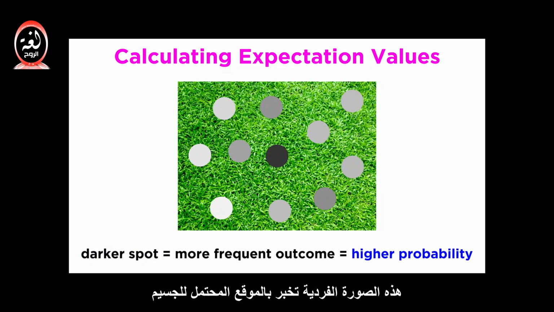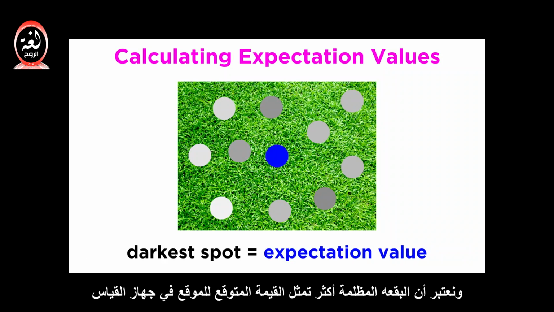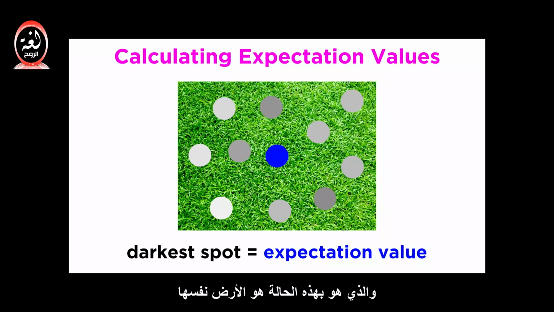This singular image tells us the most probable position for the particle, with the darkness of each spot relating to how that spot is weighted. And we can consider the darkest spot to be representative of the expectation value for position at the measuring device, which in this case we are analogizing to be the ground itself.